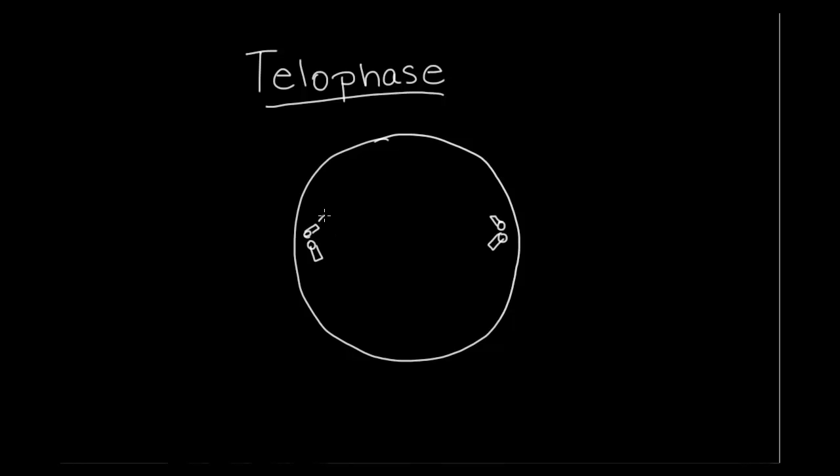You should have some really short little spindle fibers coming out on both sides of the cell. Since we're working with 4 chromosomes, I'm going to draw 4 short little spindle fibers coming out. And then at the end of each little spindle fiber, we should have our chromosome, or our sister chromatid.